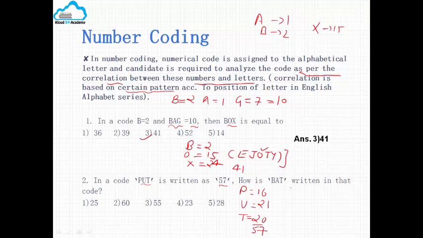Now how is BAT written in that code? Again it will be the sum of the alphabetical positions. B is at 2, A is at 1, T is at 20. So it must be 23. So 23 is the answer.